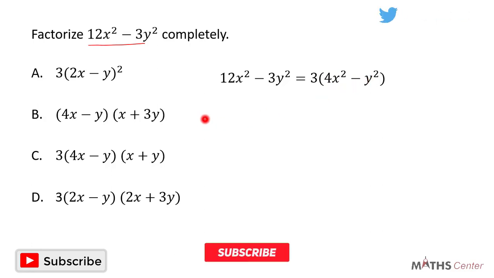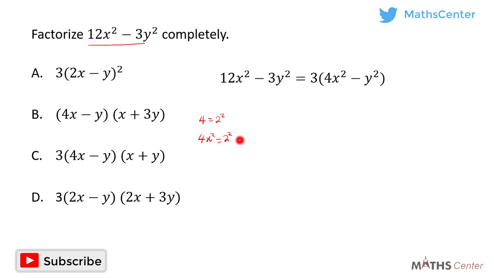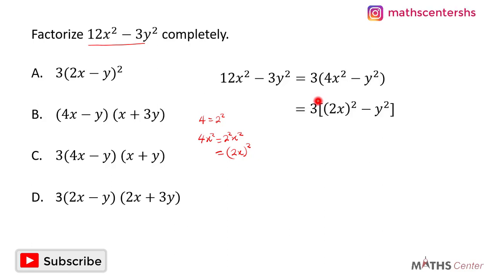From indices, we know that 4 can be written as 2 squared. And so the first term we have in the bracket, which is 4x squared, can be written as 2 squared x squared, which in turn can be written as 2x all squared. And so 4x squared can be written as 2x all squared. When we do that, our expression will become 3 into bracket 2x all squared minus y squared.